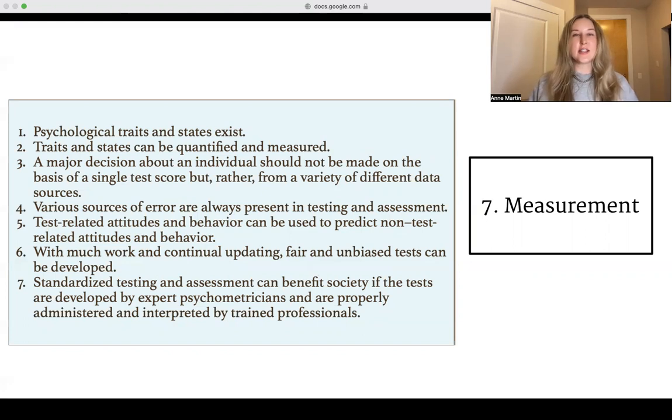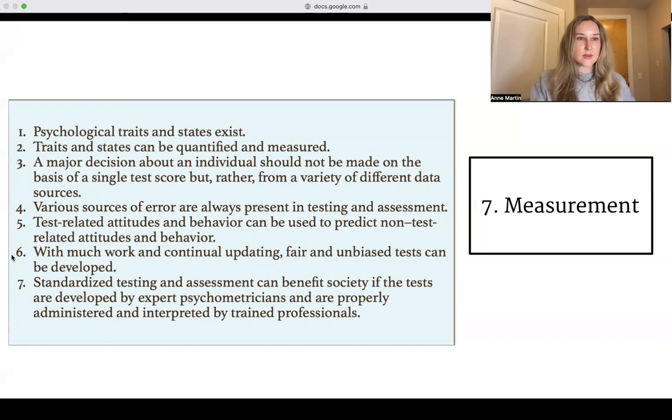So the first one is this idea: in order to use these measures or educational or intelligence tests, you have to assume that psychological traits and states exist, and that also they can be quantified and that they can be measured. And that there's always error present in these tests. That one I think is probably a good assumption to make. And that the results from these assessments can be used to predict non-test related attitudes and behaviors. So this one didn't talk about personality, but if you take a personality test, it says you're extroverted, that should predict what your behavior is like in a social situation.